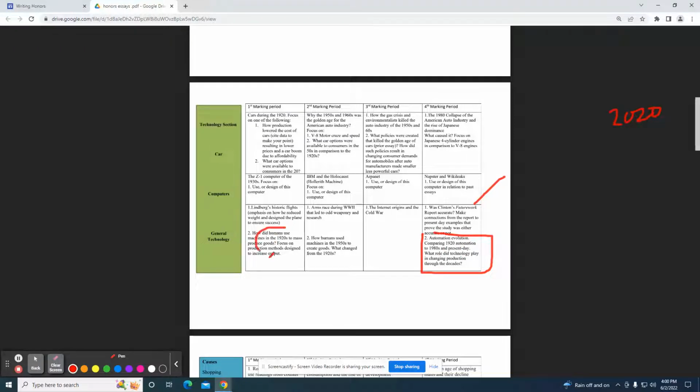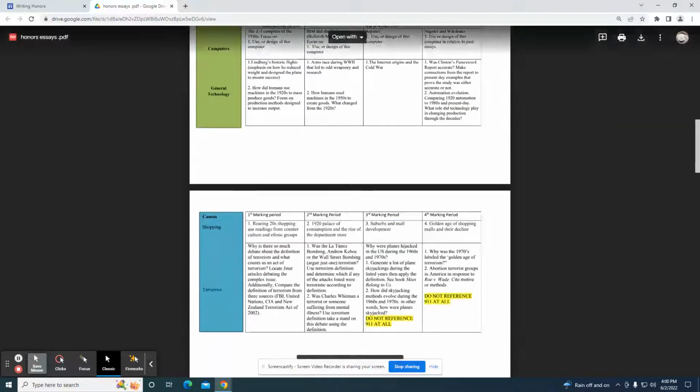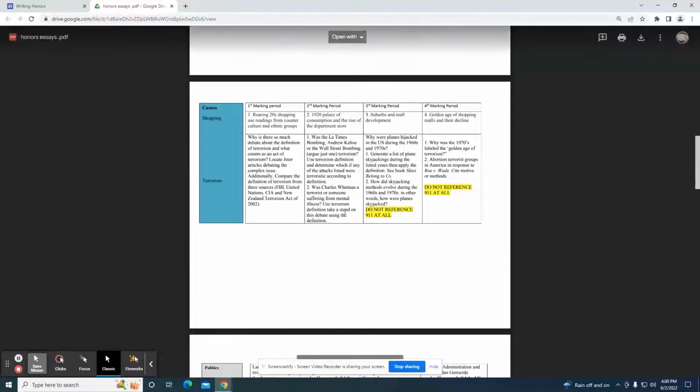If you're writing about this, you're writing about automation evolution. So you want to start with the 1920s and talk about how products being produced have evolved and changed. Here they're being made with machines that are manned by males or females in factories. And by the time you get into the 80s, you're starting to see things more computerized. So that's what you need to focus on, the transition to producing products.